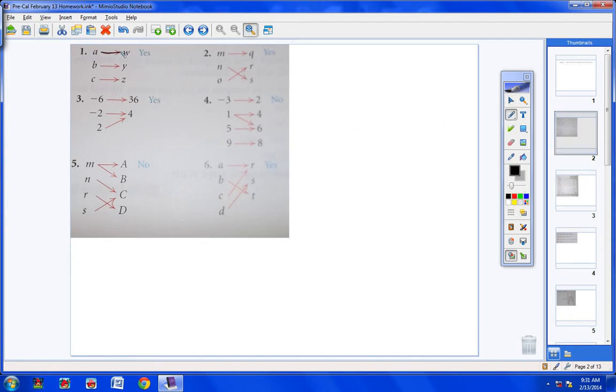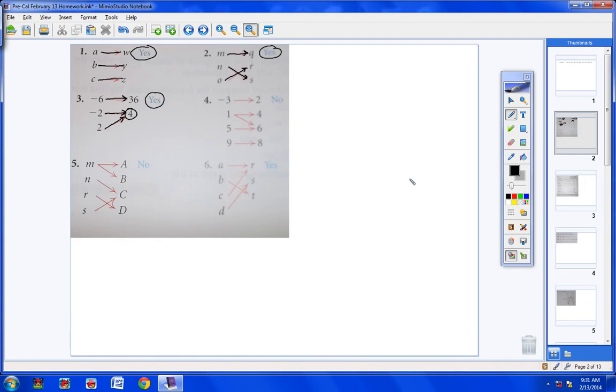A has one output, B has one output, C has one output, and that's why the answer is yes. M has one output, Q, N has one output, S, O has one output, R, and that's why the answer is yes. -6 has one output, -2 has one arrow coming from it, one output, and 2 has one output. It doesn't matter if they share the same output, that's okay, as long as each input has one output.